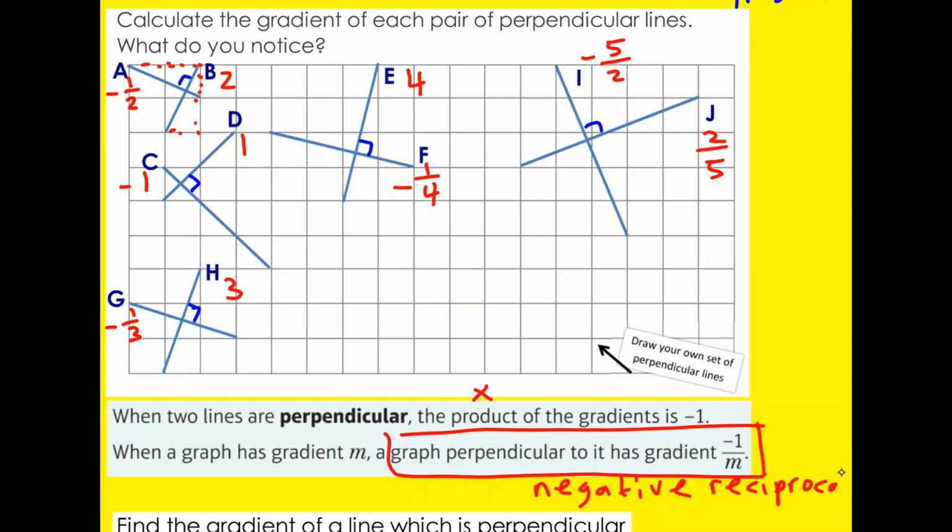Reciprocal means 1 over. Negative just means you stick a negative in front of it. You can write it as -1 over m as well. The minus doesn't have to be in the numerator. Okay, that's typically how I write it.